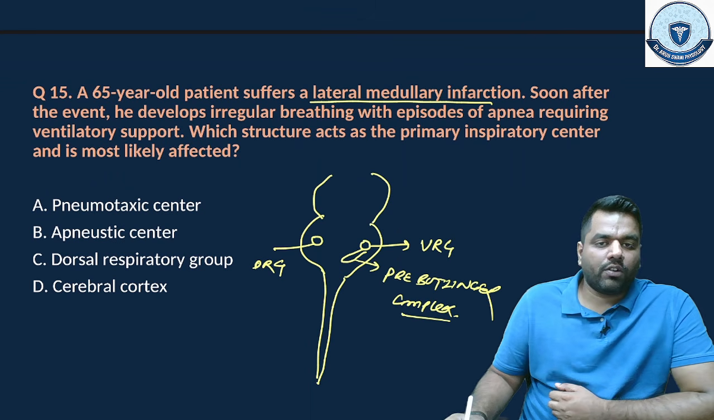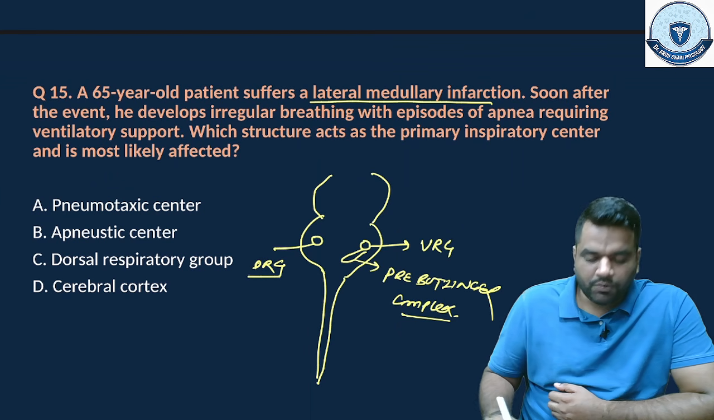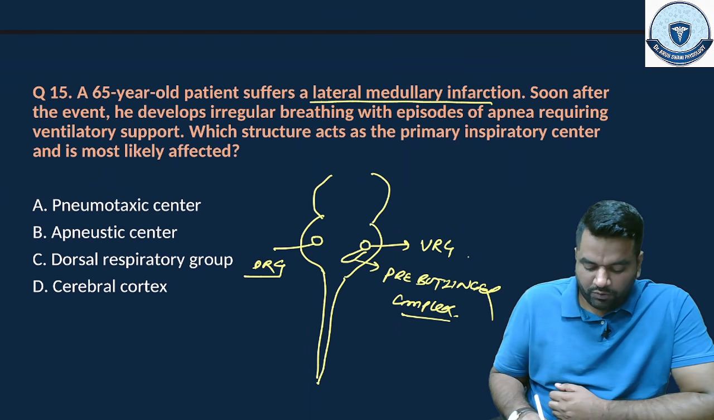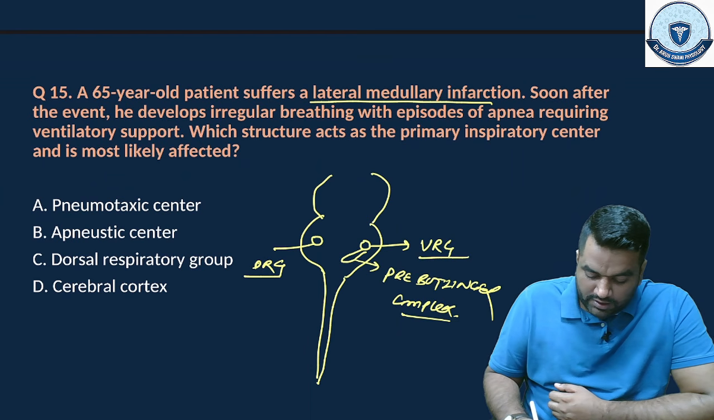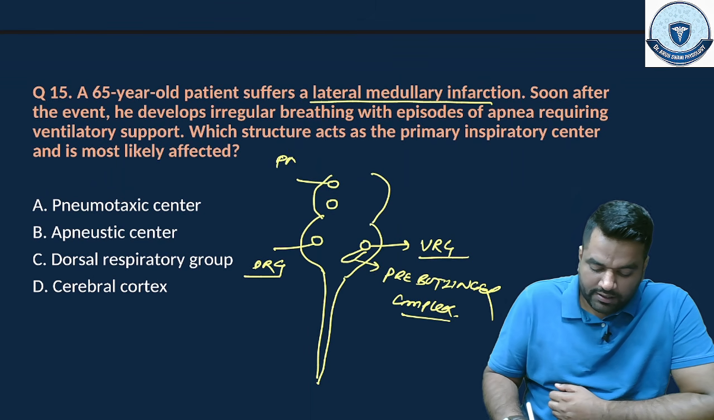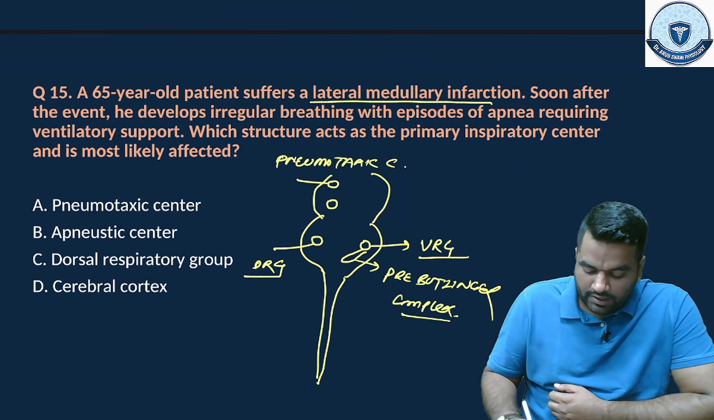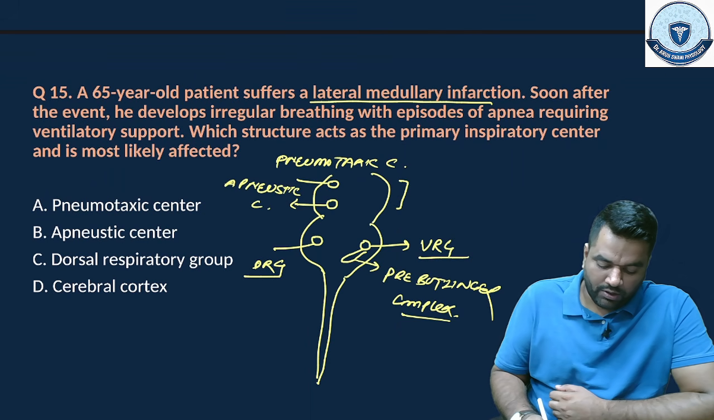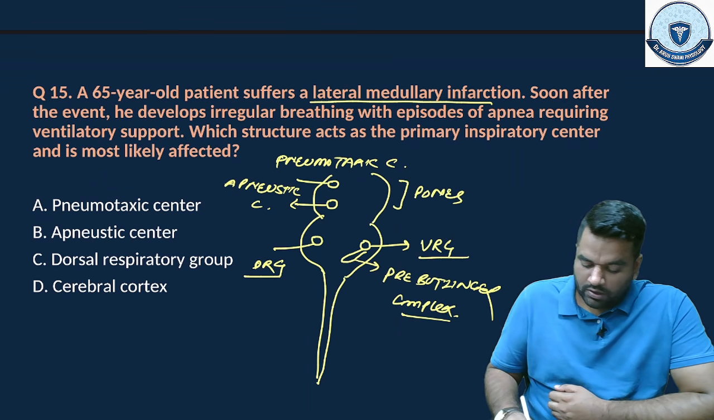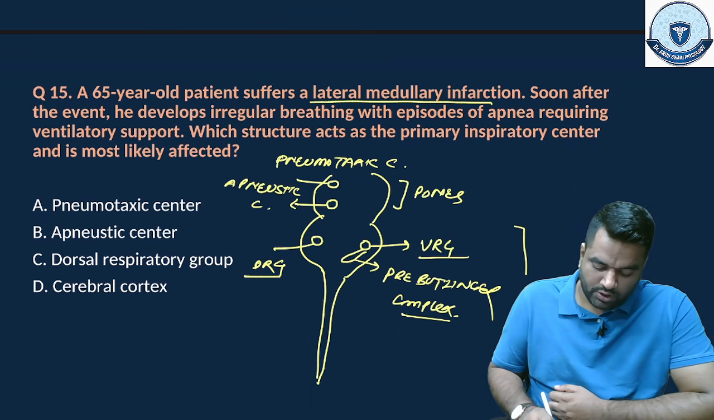Which is the pacemaker of the respiration? This is for normal inspiration. This is for forceful expiration, and two centers are present in the pons. Which ones? This is the pneumotaxic center, and this is your apneustic center. So this is your pons, and this is your medulla.